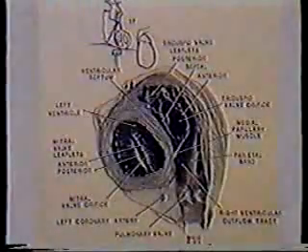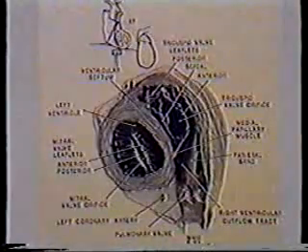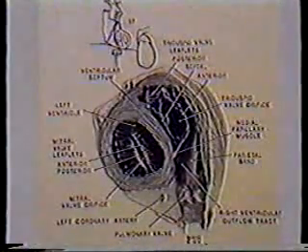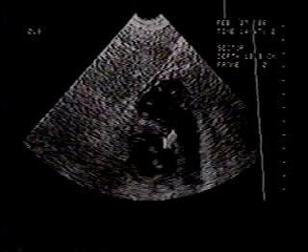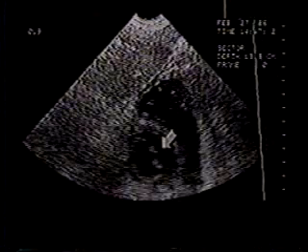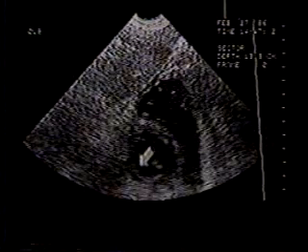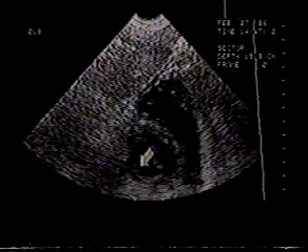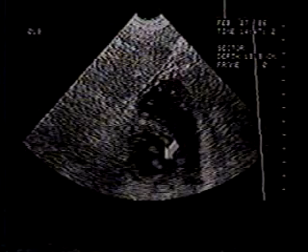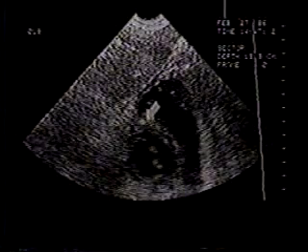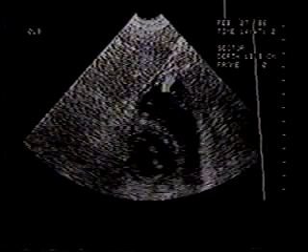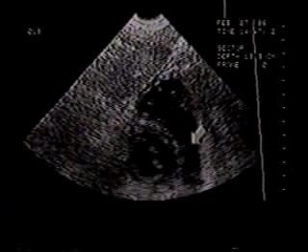By keeping a short axis orientation and tilting the transducer medially, the left ventricle is imaged at the level of the mitral valve. In this still frame, the mitral leaflets are identified, anterior and posterior. This is the left ventricular outflow tract, anterior to the anterior mitral leaflet. The tricuspid valve leaflets are here, and this is the right ventricular outflow tract.